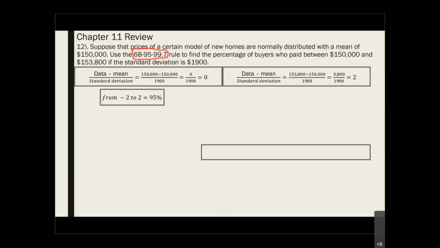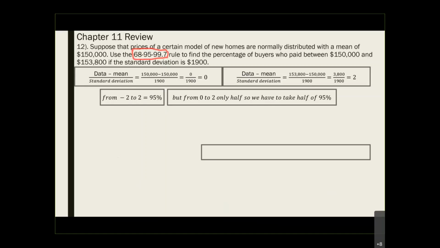And from 0 to 2, what does that mean? Well, from 0 to 2, that is only half of from -2 to 2, right? From -2 to 2, just imagine, we have to take 4 steps. And then from 0 to 2, I only take 2 steps, which is half of the 4 steps, right? So because I know that the whole item is 95%, because the rules say that within -2 to +2 is 95% of your data, but now I only need half of them.